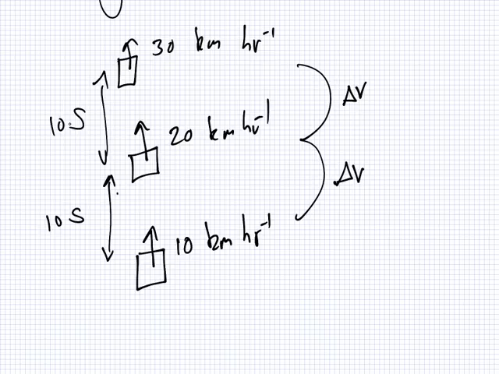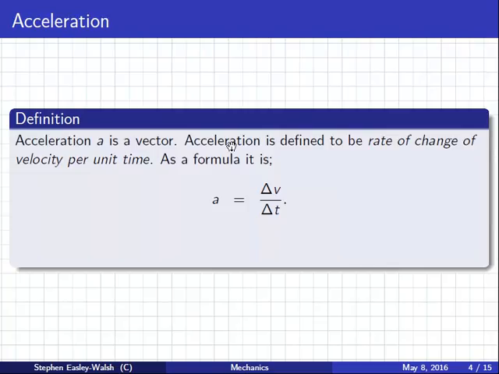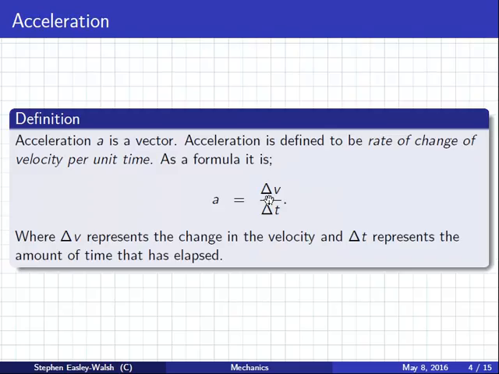You need two things. You need the delta V, how much the velocity changed, and the delta T, which is how long it took for that change to happen. So as a formula, the acceleration is just the change in the velocity divided by the time it took, the delta V over the delta T. This is the definition of acceleration. Delta V is the change in velocity, and delta T is the time passed.